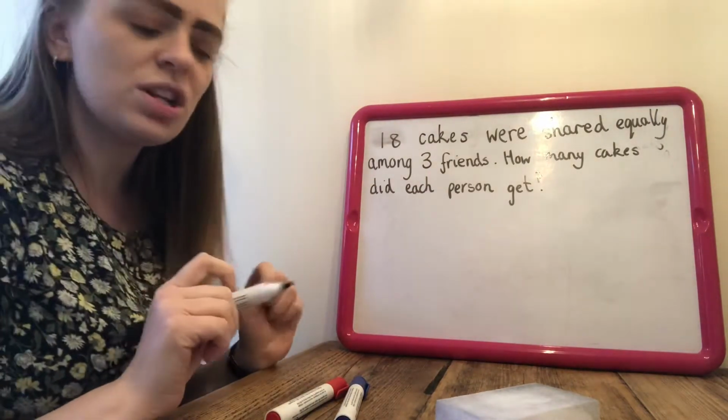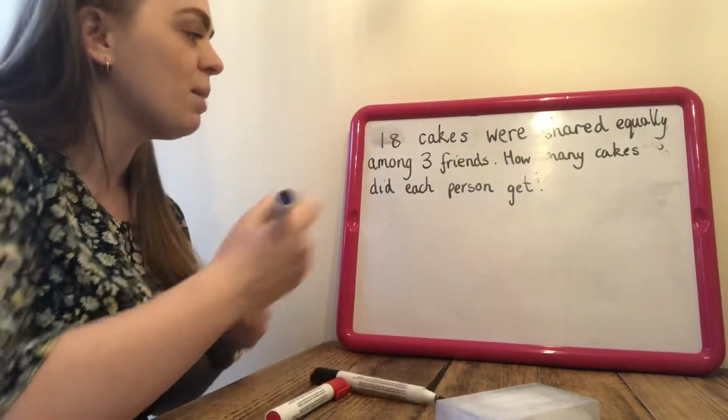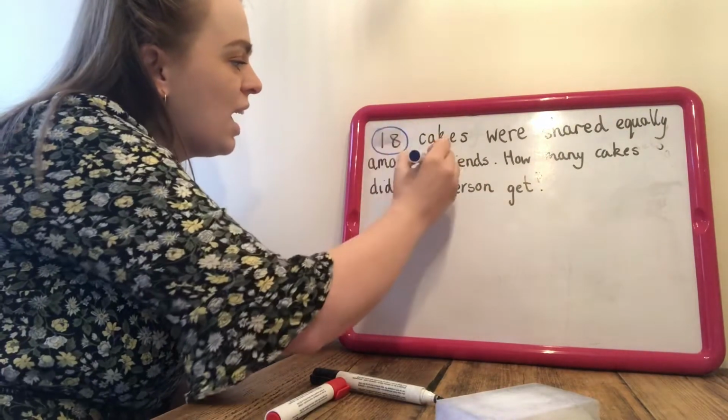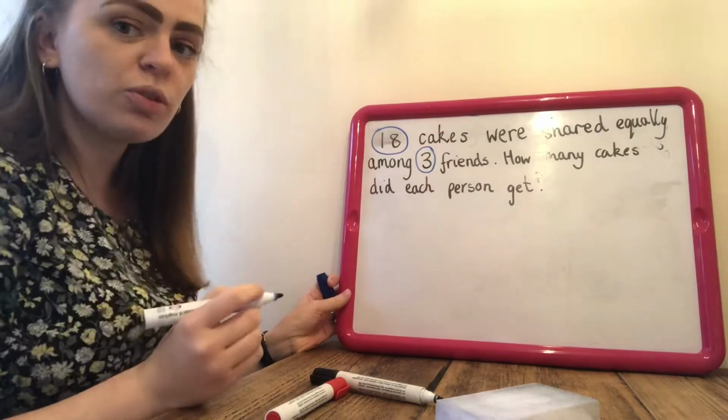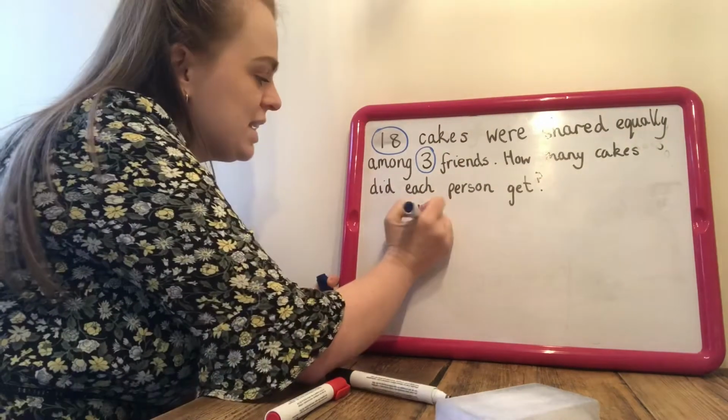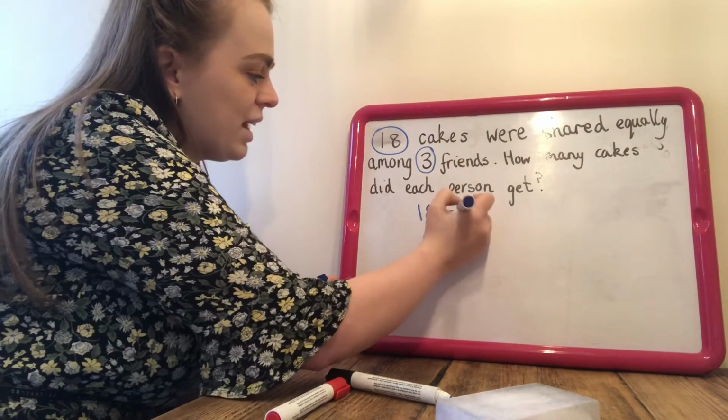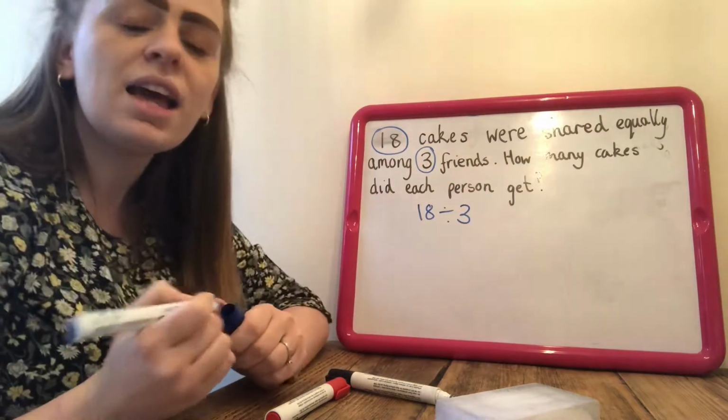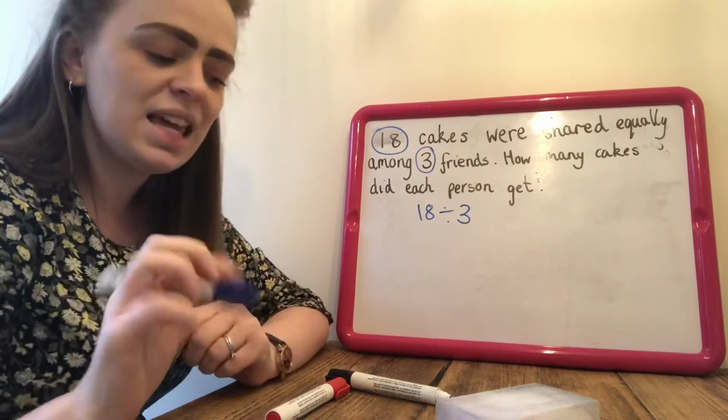And my question is going to be, well, let me circle my numbers first. I've got 18 and 3. So my question will be 18 divided by 3, because I'm splitting these 18 cakes into 3 equal groups.